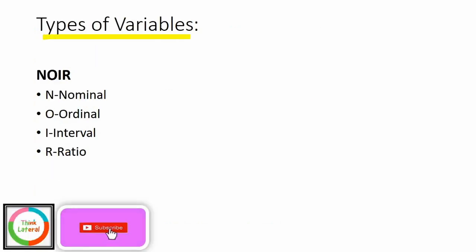Types of variables, NOIR is the mnemonic. N stands for nominal, O stands for ordinal, I stands for interval, R stands for ratio. For types of variables, NOIR is the mnemonic here.